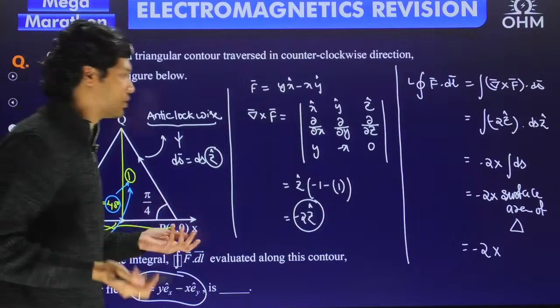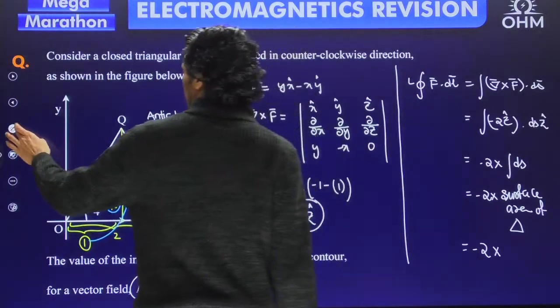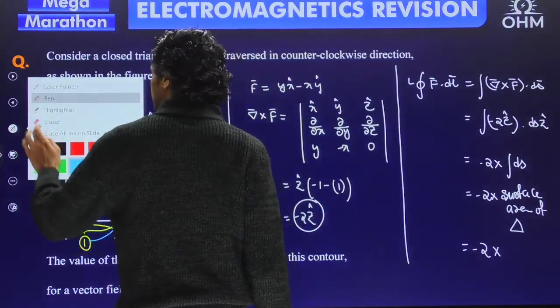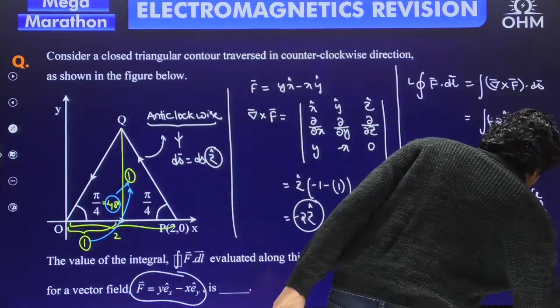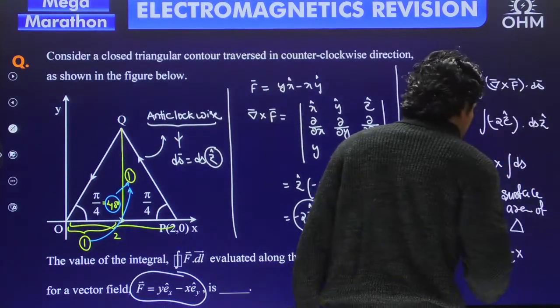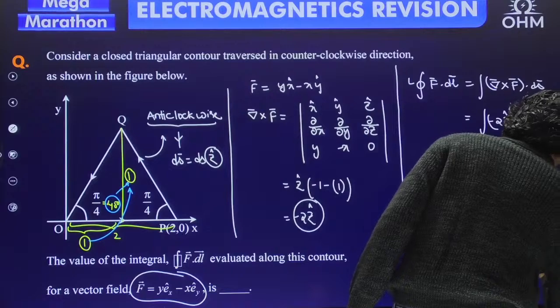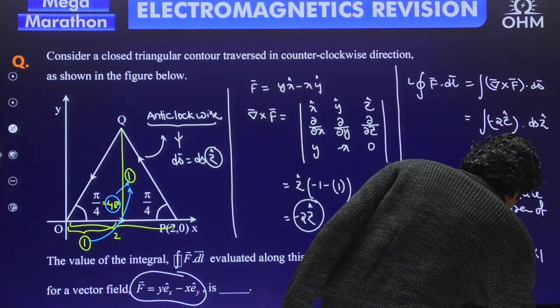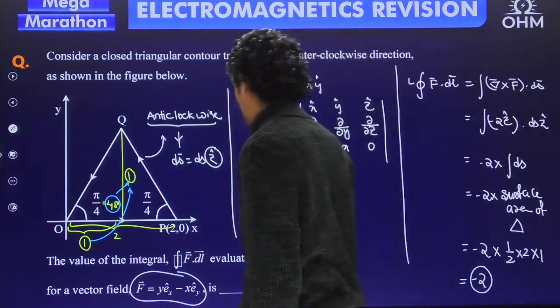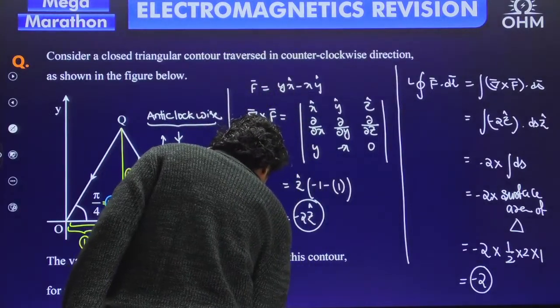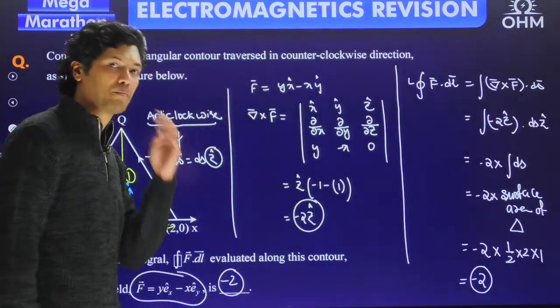So they are also testing your geometry skills. The triangle area is half into base, which is 2, into height, which is 1. So finally we have minus 2. So in this case the answer is basically minus 2, right?